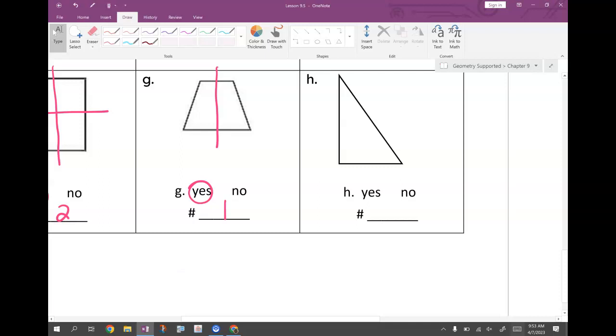Last one. None of those sides are equal to each other. What do you guys think? No. That one is a no. So we're going to put 0. Alright, cool. That was too much time before.